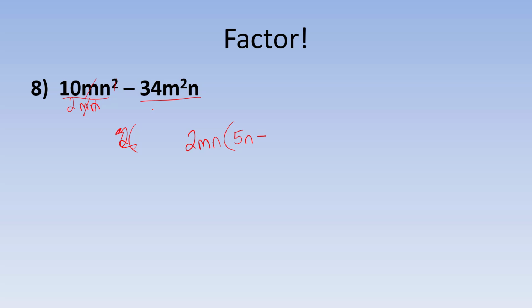All right, let's do the same for the other. 2mn. N's will cancel out. M's will cancel out one of each. 34 is divisible by 2 17 times, with one m remaining.